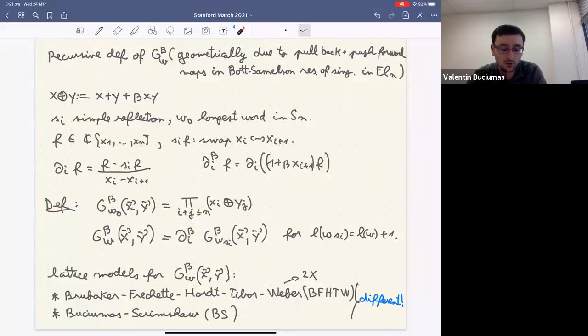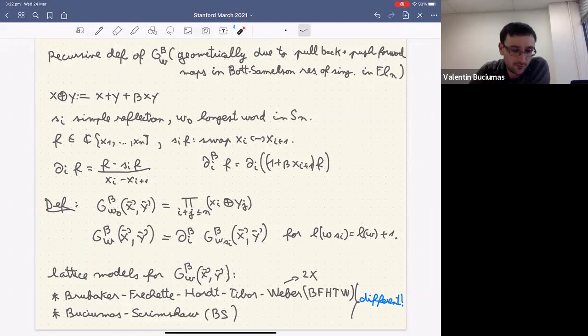But first, let me try to define the Grothendieck polynomial. So what I have here is a strictly combinatorial definition. And then one would have to prove that this combinatorial definition is exactly what is obtained on the geometric side. And for this, there are certain geometric techniques, like one uses pullback and pushforward maps in the Bott-Samelson resolution of singularities. And these will somehow naturally give some recursive definition of these polynomials, which will end up being exactly this combinatorial definition that I'm presenting right now.